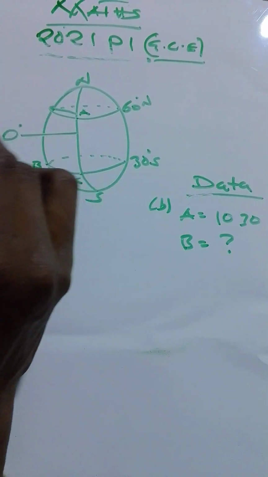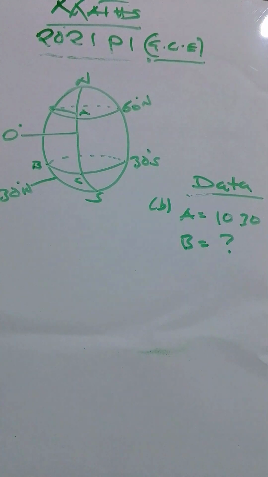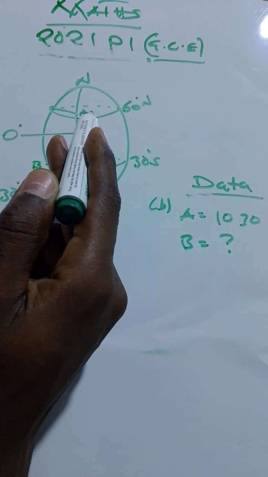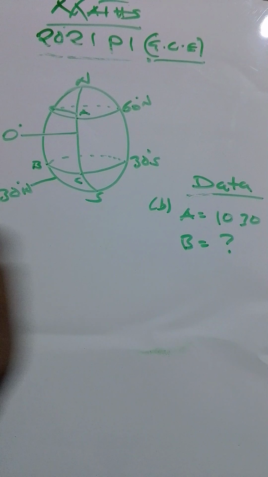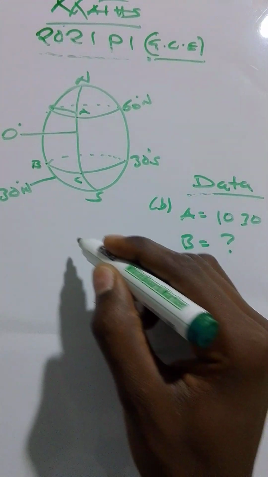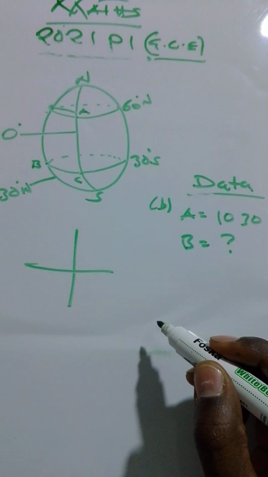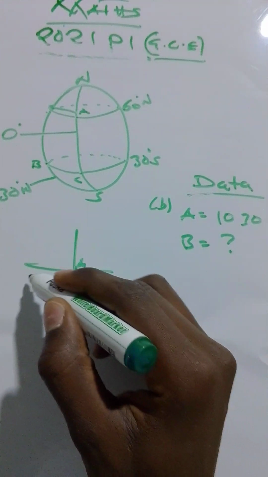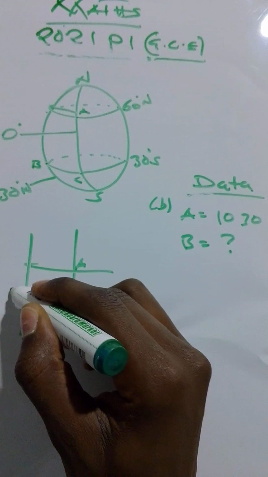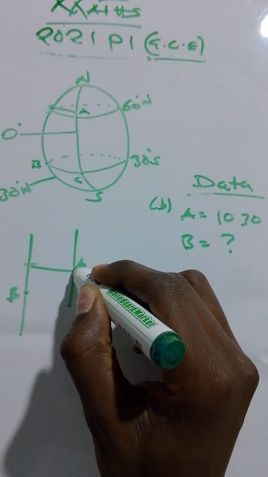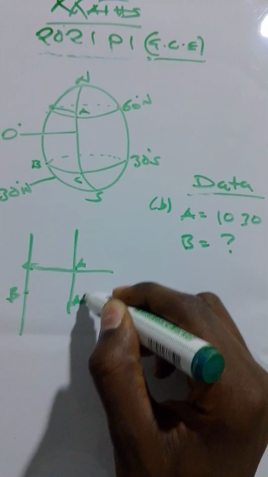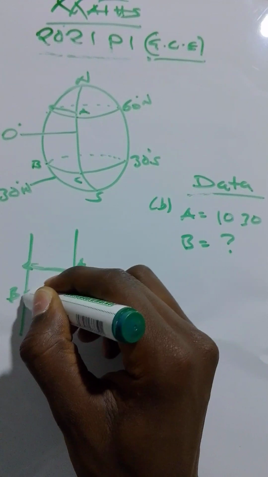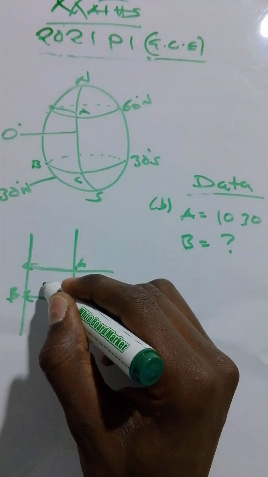Then in terms of time difference, always when the position is moving from east going to west, time is lost. Then from west going to east, time is gained. Now, in simple terms, we can draw something like this. Here we have A, then on this position, we have B. So you're moving from here, going in this direction, so time is being lost.